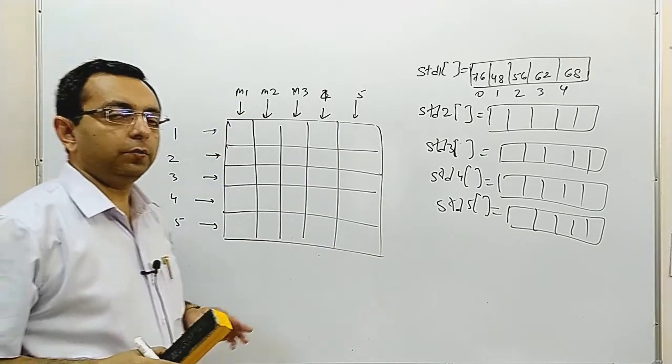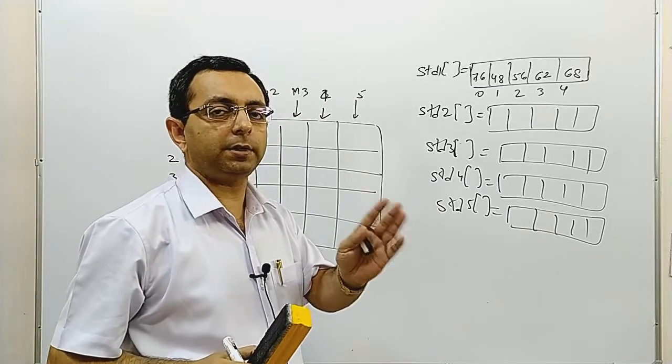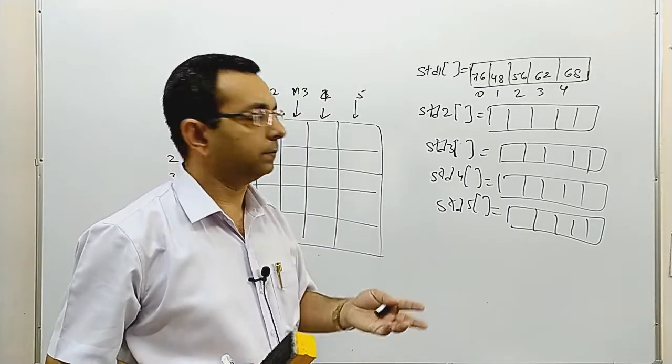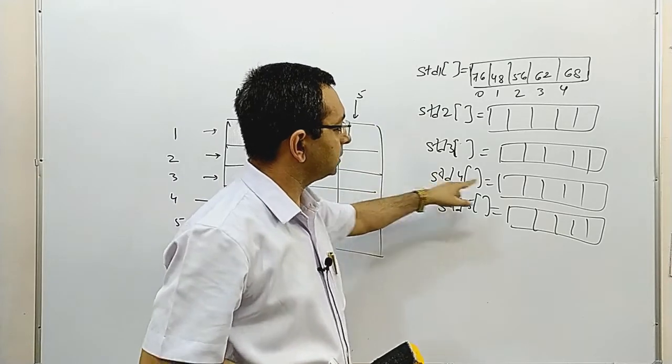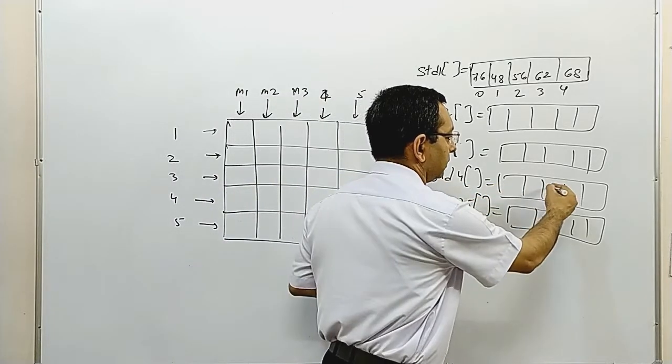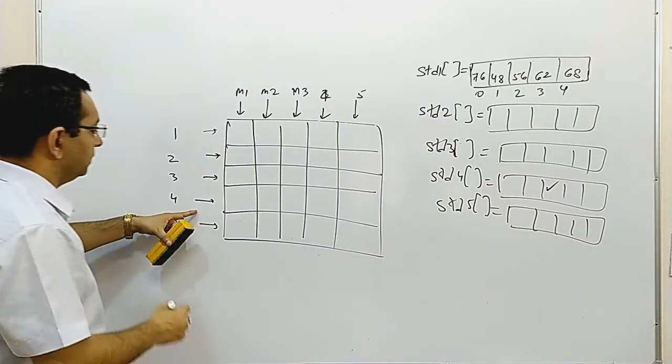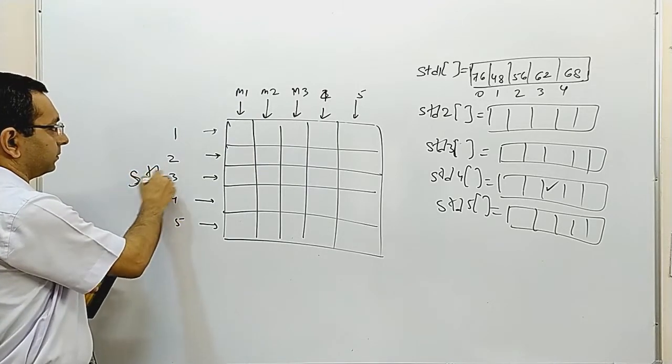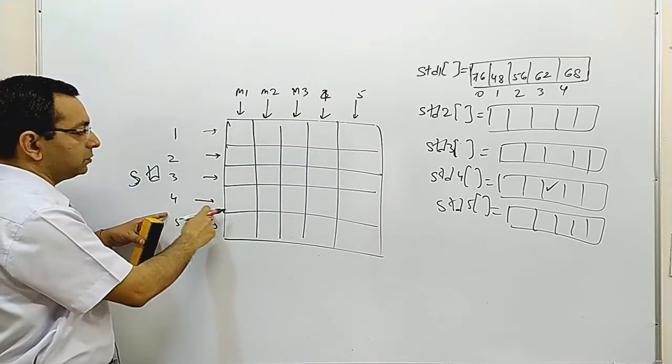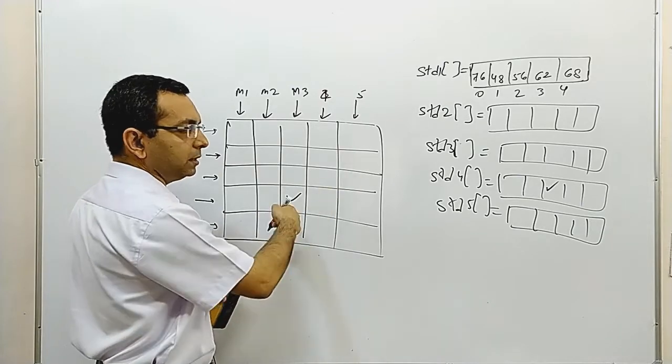Suppose you have to find out the third subject's marks for the 4th student. So the 4th student's third subject marks, this one. Here this is for student and this is for marks. So the 4th student's third marks will be stored here.